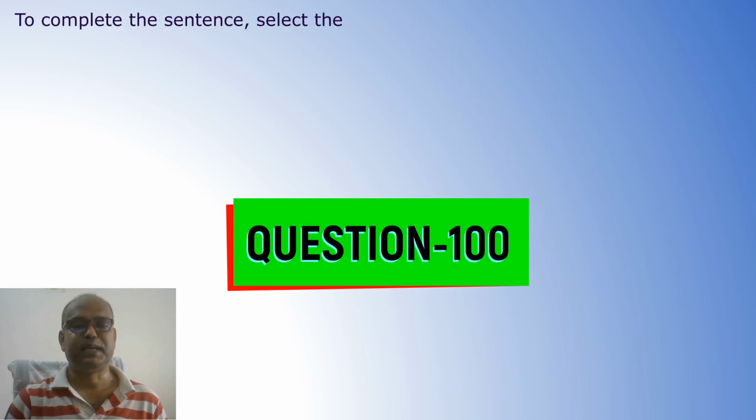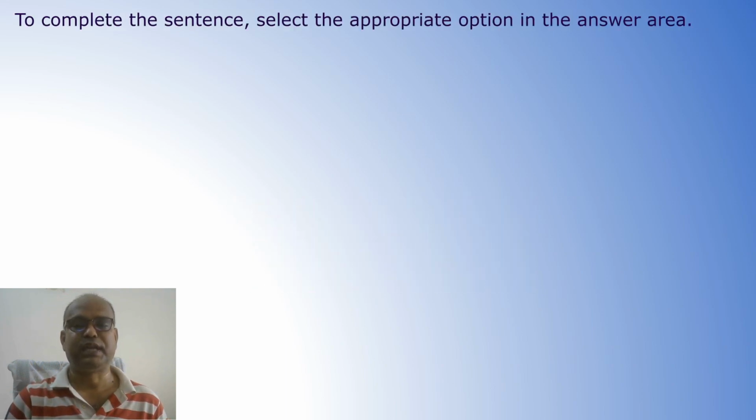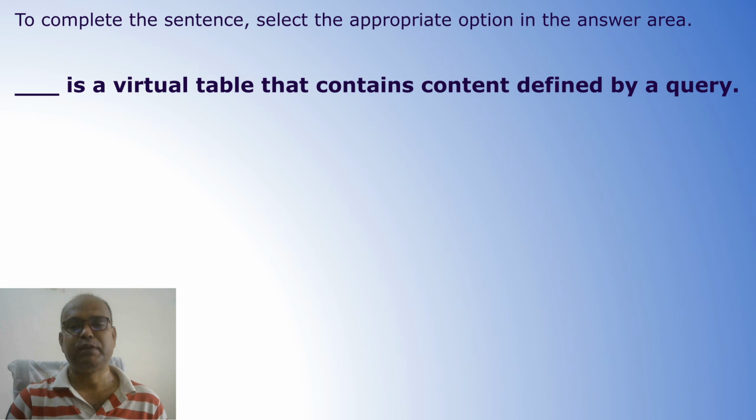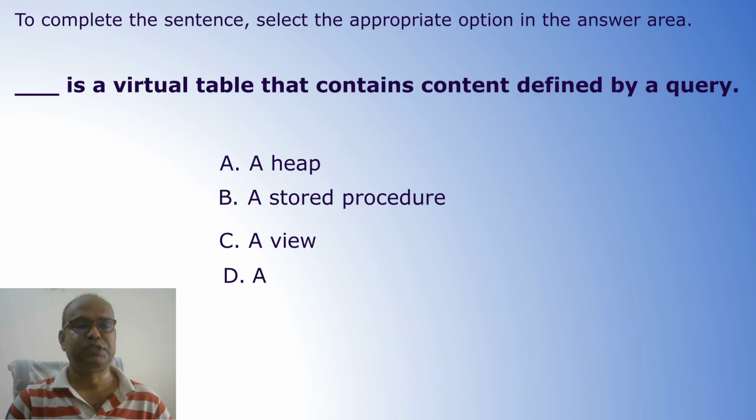To complete the sentence, select the appropriate option in the answer area. Dash is a virtual table that contains content defined by a query. Option A. A heap. Option B. A stored procedure. Option C. A view. Option D. An index.